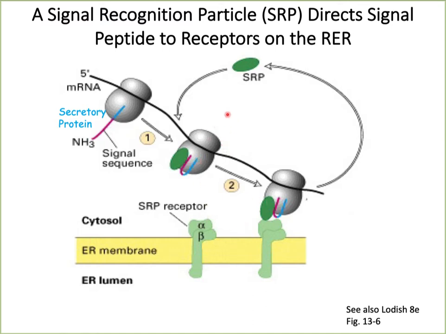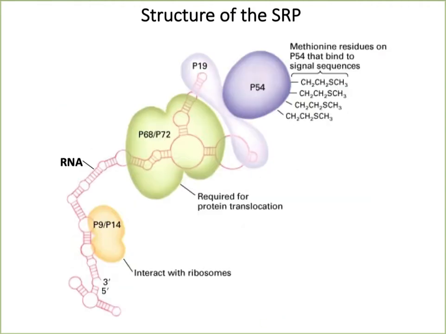It is the signal recognition particle that directs the polyribosome to the ER membrane, and it does so by interacting with the receptor on the ER membrane. Here you can see it as an alpha beta, and this is known as the signal recognition particle receptor, or SRP receptor. As SRP and alpha beta interact with each other, it brings the polyribosome to the ER membrane.